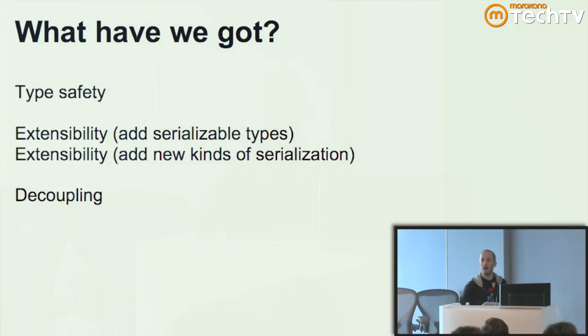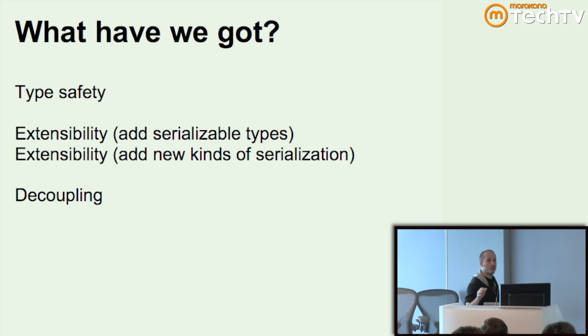So that's the serialization example. And to recap, we have type safety. This is checked at compile time. We have two kinds of extensibility. We can add new types of data that are serializable. We can add new kinds of serialization like JSON or XML.